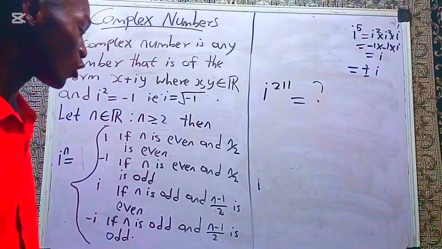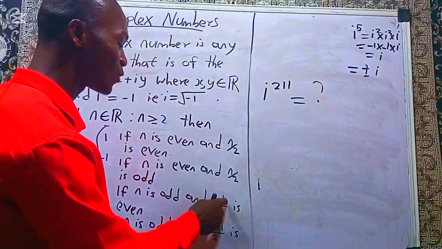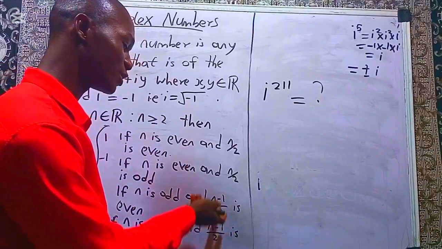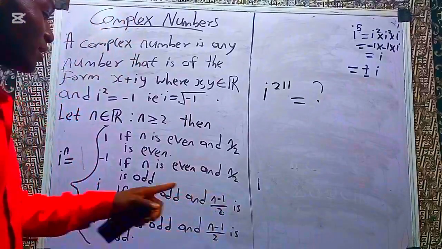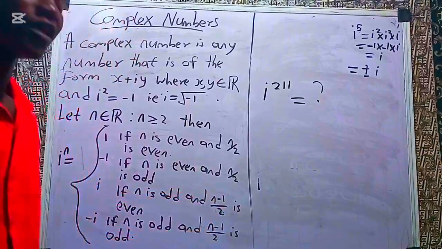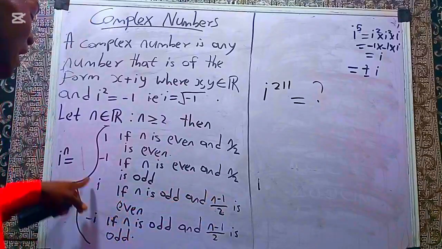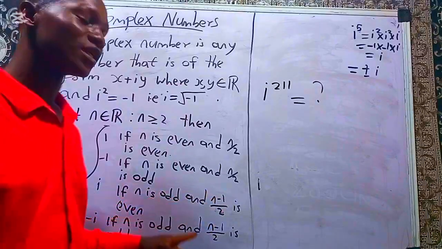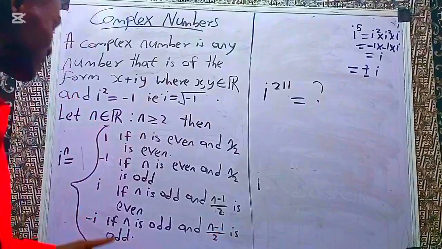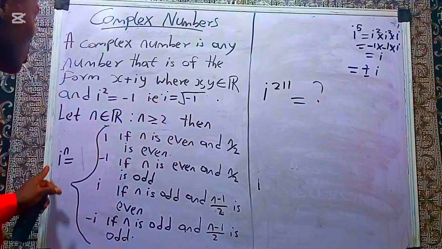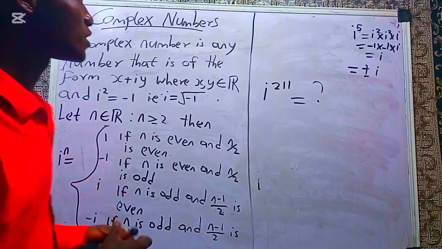Odd. Of course, if n is odd and you do n minus 1, it will be even, so it will be divisible by 2. Then n minus 1 divided by 2: if it is even, you get i. Then if n is odd and n minus 1 divided by 2 is odd, then you are going to get minus i. Because of that, we are going to quickly use this formula.